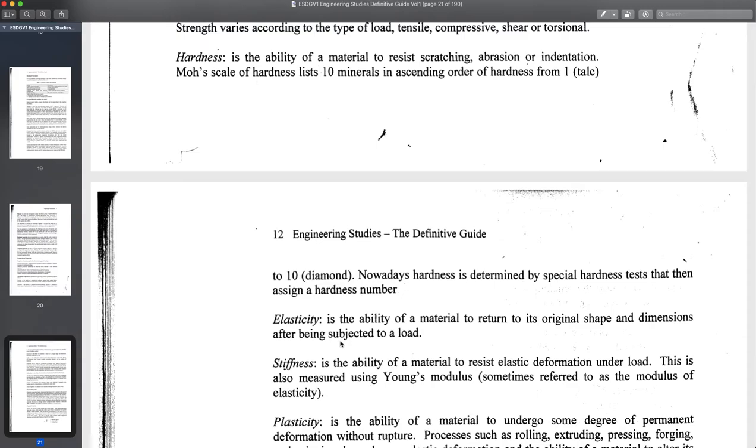Hardness is the ability to resist scratching. That is the example. If I ask students in an exam to name one material property and describe it, 90% of students will say hardness is the ability to withstand scratching. I don't know why, but they just love it. They just can't get enough of it.